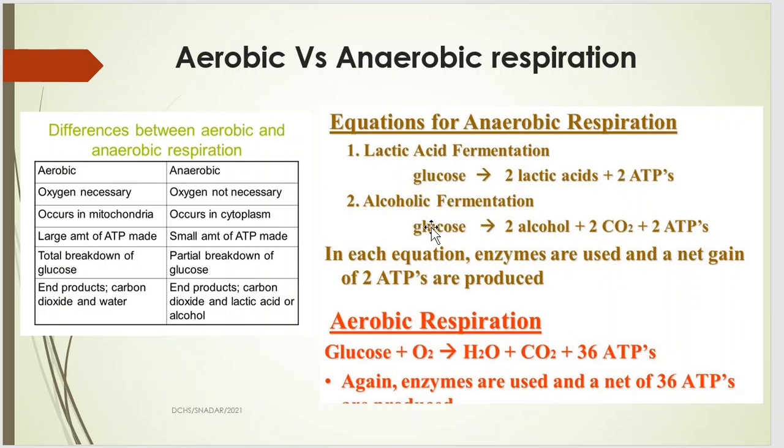Alcoholic fermentation is another type, which happens most of the time in prokaryotes and also in fungi like yeast, bread yeast, baker's yeast, whatever we call it. There, glucose is broken down into alcohol, which is ethyl alcohol. That's why they use it in the beverage industry, manufacturing beer and wine. And it also produces carbon dioxide and 2 ATP. So that's the difference between aerobic and anaerobic respiration.